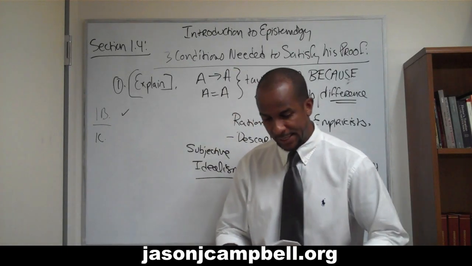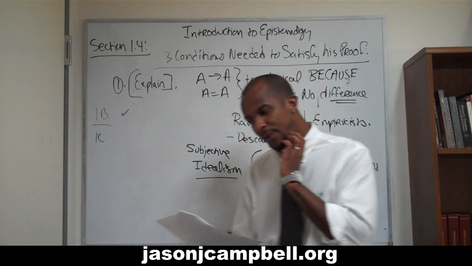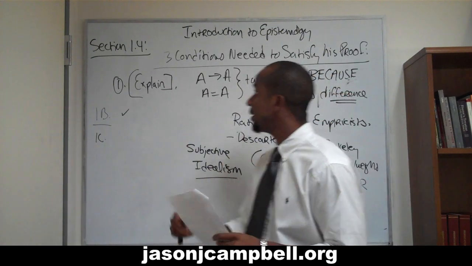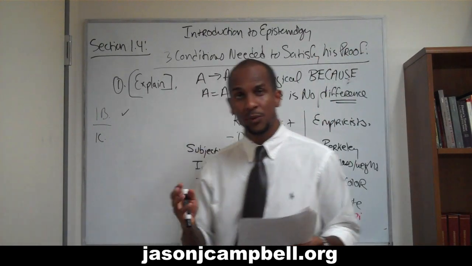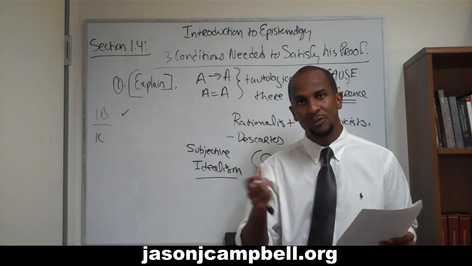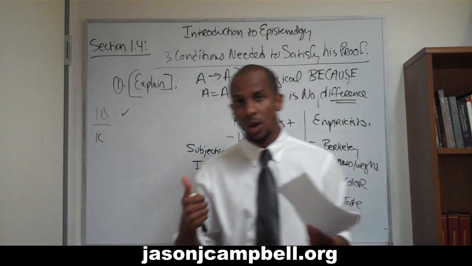Okay, so at the top of page 10, this is the last half of Moore's demonstration, right? He talks about 3 conditions that you need to satisfy the proof. The first condition is that of difference, that there's something new, something different. There's a distinction between the premise and the conclusion, so that it isn't a tautological argument.